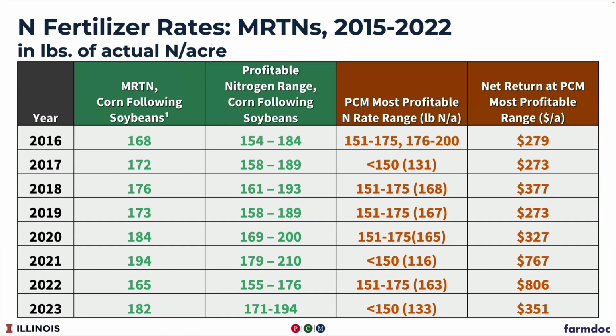I'd have to pull back up, I have that in the paper. I don't know off the top of my head, but that distribution is pretty wide. A lot of people in the data set are applying maybe 20 to 40 pounds above the MRTN profitable range. But we do see some outliers. We see some people applying 300 pounds or more of nitrogen as well. Not as many, but we do see some variability in the rates we see in the data set.